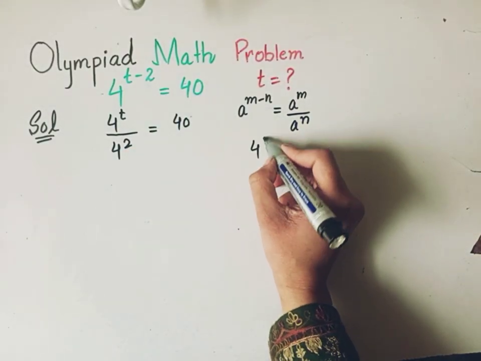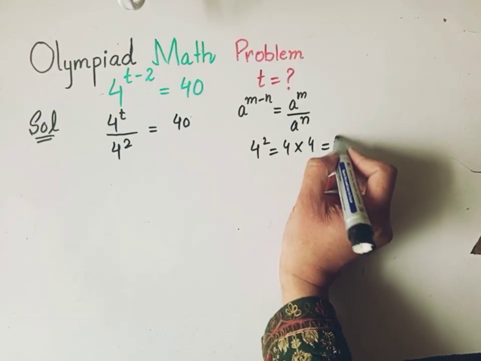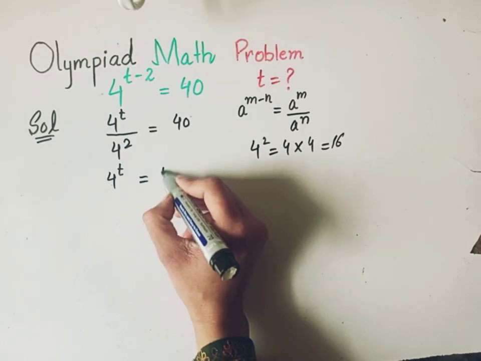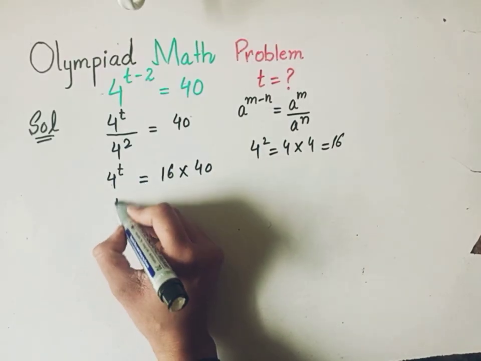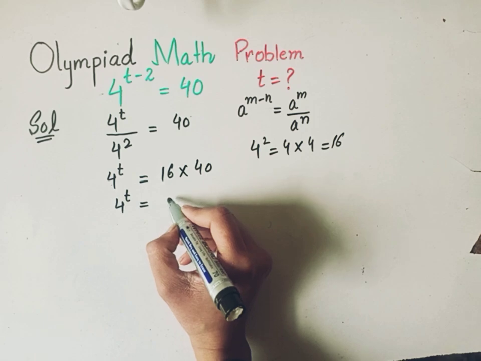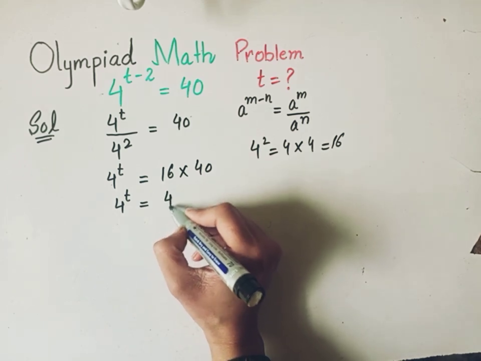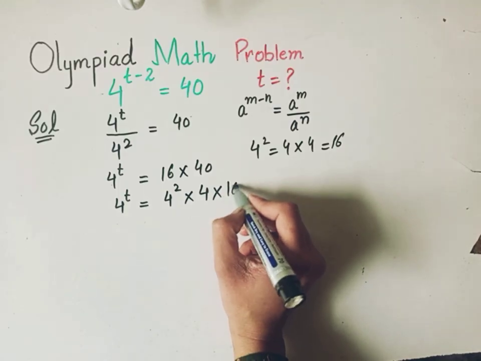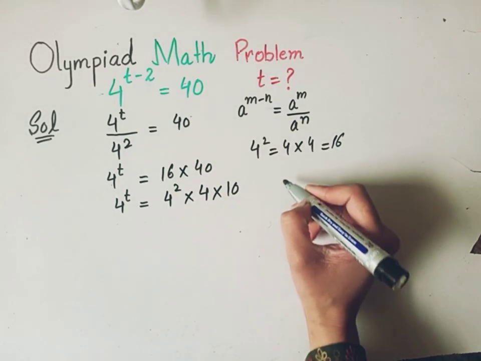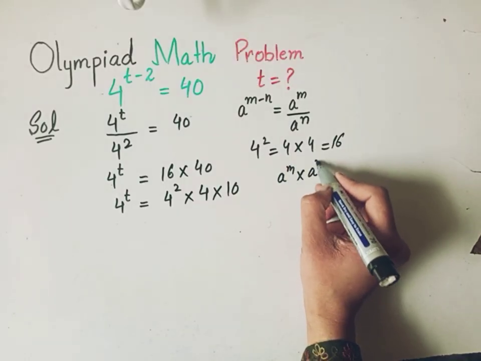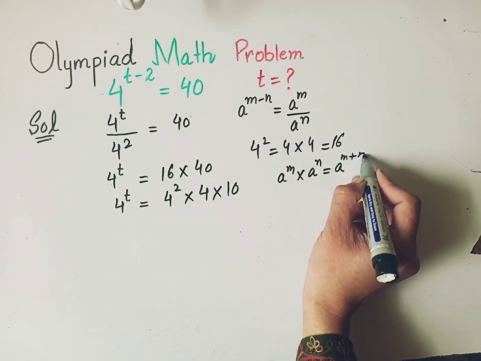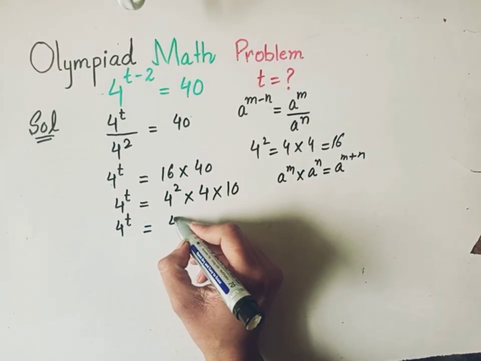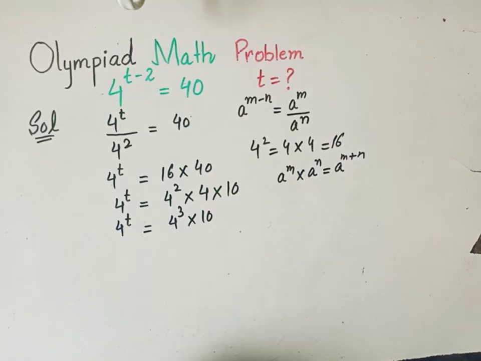Now 4 raised to power 2 means 4 multiply 4, that is 16. So we will write this here. 4 raised to power t equals 16 multiply 40. And 16 can also be written as a power of 4. So we write this as 4 squared, multiply 40 can be written as 4 multiply 10. Now a raised to power m multiply a raised to power n can be written as a raised to power m plus n. That means 4 raised to power t equals 4 raised to power 3 into 10.